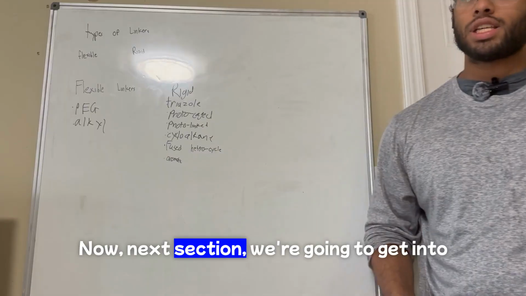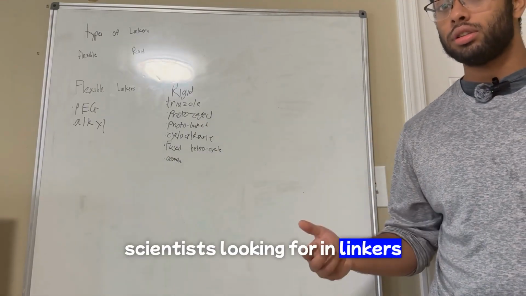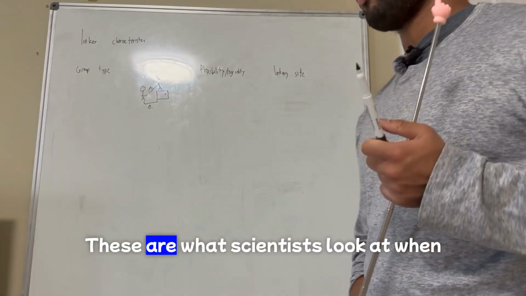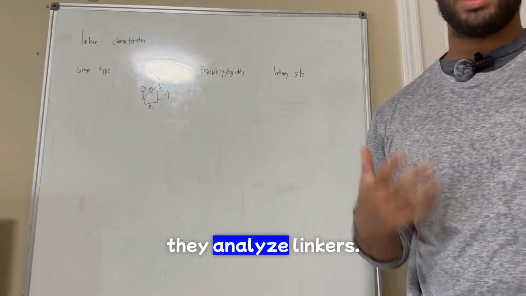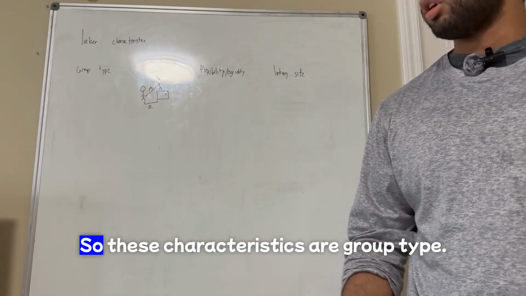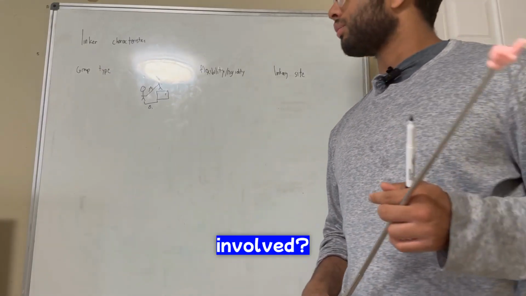Now, next section, we're going to get into linker characteristics. What do scientists look for in linkers? These are what scientists look at when they analyze linkers. These are also things they look at when they classify them. So these characteristics are group type. What's the functional group that's involved?